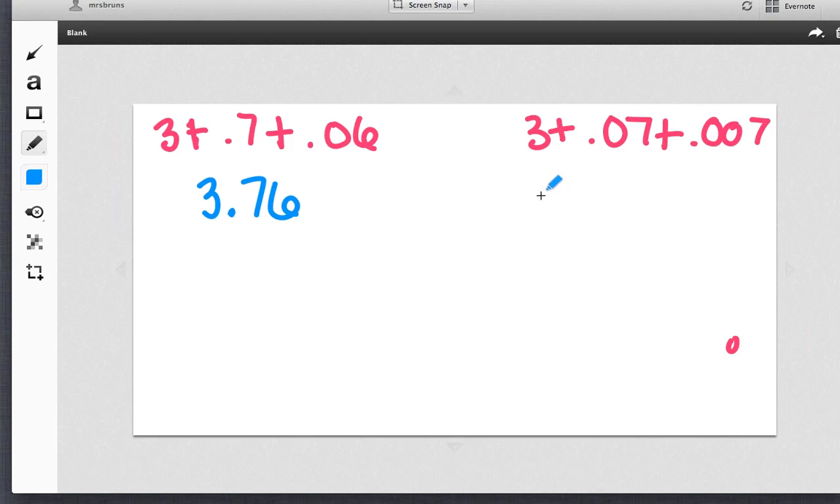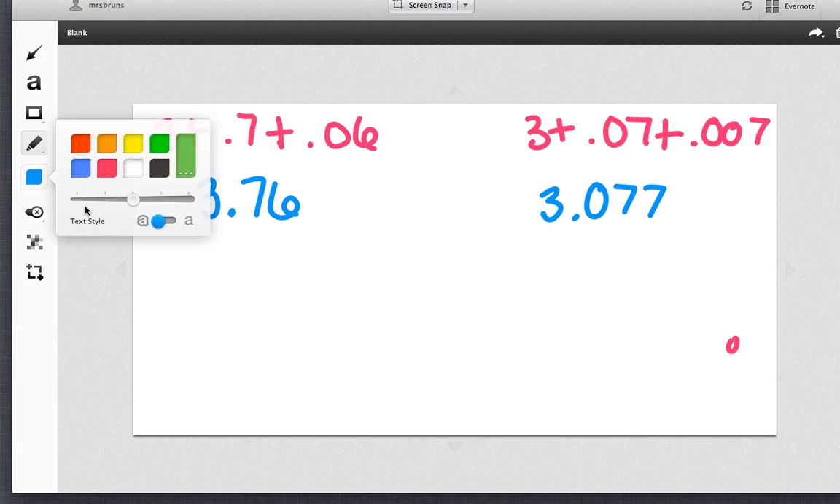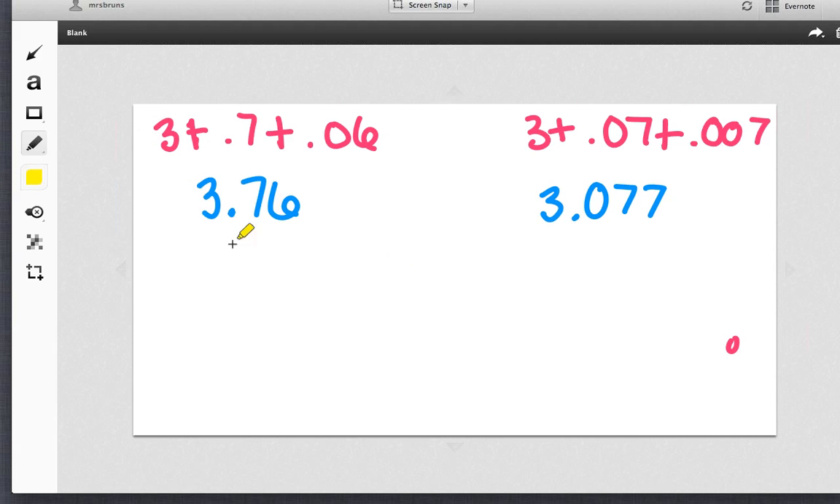So we have a whole number 3 again, so that's pretty easy. Now we don't have anything in the tenths place, so I have to add a 0 there, because see how there's nothing there? Then in the hundredths place, we have a 7. Then in the thousandths place, we have another 7. So now that reads 3.077.